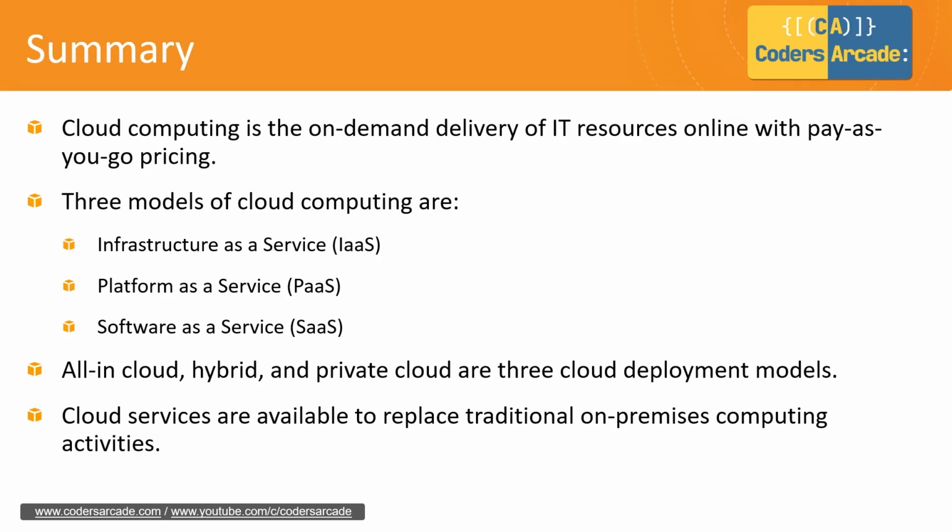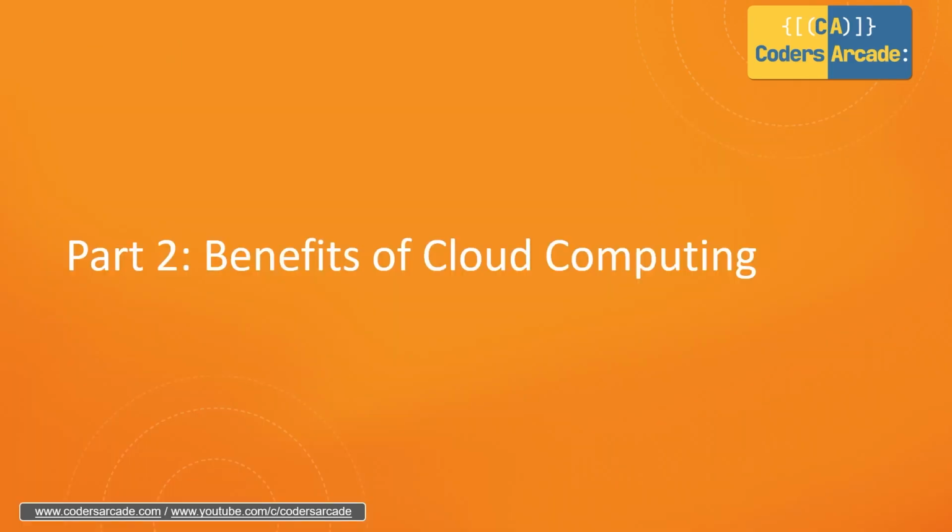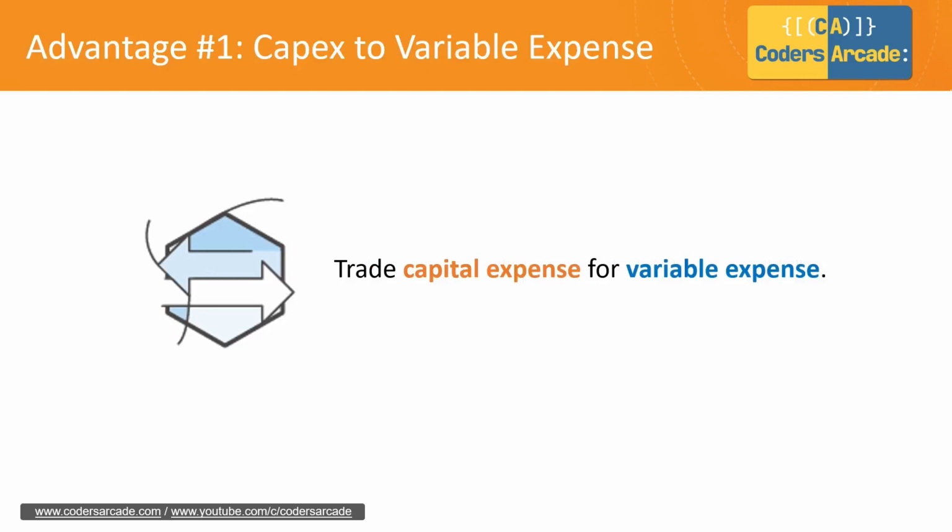Now let's go to part 2, the benefits of cloud computing. Now let's talk about why so many companies are interested in moving to the cloud. Let's take a look at the benefits companies can realize by moving to the cloud. Advantage number 1, capital expense to variable expense, also known as capex to variable expense. So the first advantage is to trade capital expense for variable expense. Instead of having to invest heavily in data centers and servers before you know how you are going to use them, you can pay only when you use computing resources and pay for how much you use.